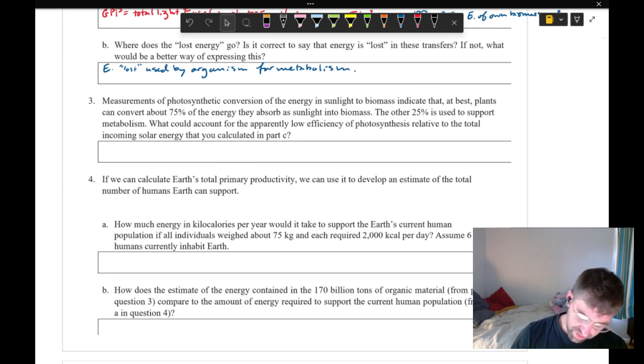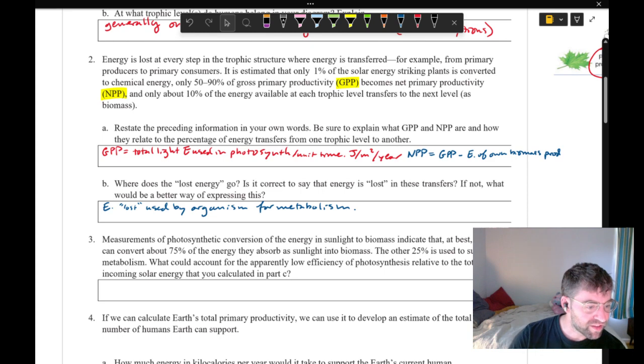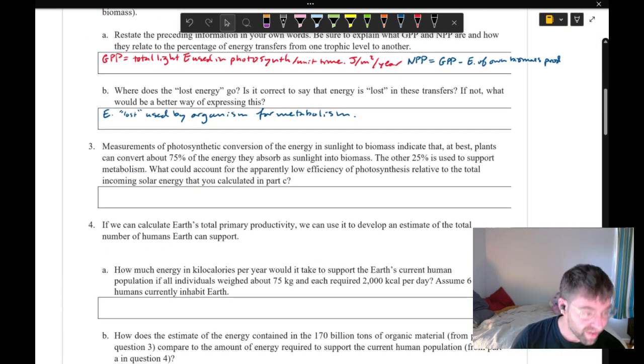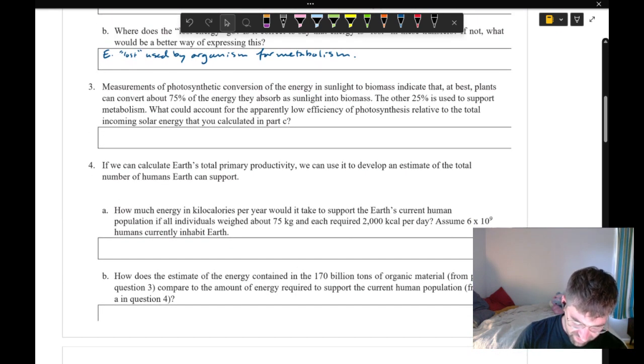Measurements of photosynthetic conversion of the energy in sunlight to biomass indicate that at best, plants can convert about 75% of the energy they absorb as sunlight into biomass. The other 25% is used to support metabolism. What could account for the apparently low efficiency of photosynthesis relative to the total incoming solar energy that you calculated in part C? Did we calculate? We did not calculate the total energy. That's okay. It looks like that one was removed and the worksheet just hasn't been updated, which is fine. We can still kind of talk about the efficiency or inefficiency of photosynthesis.